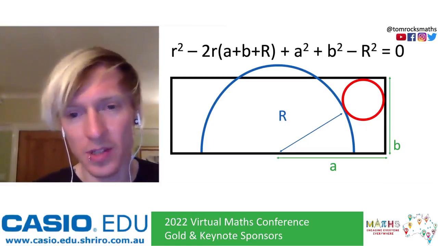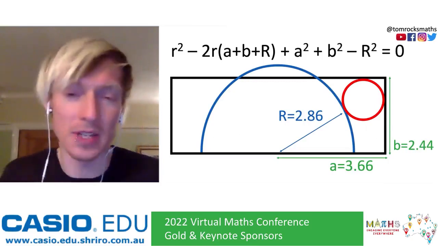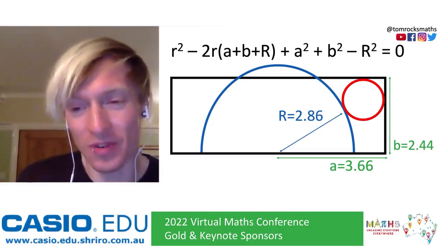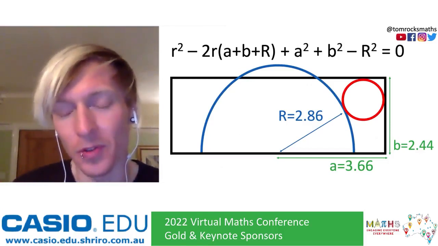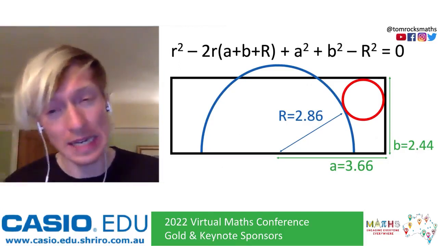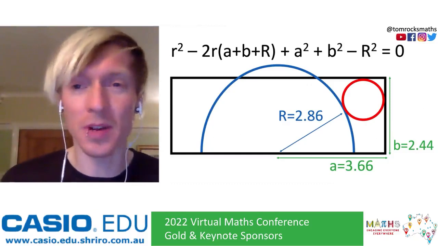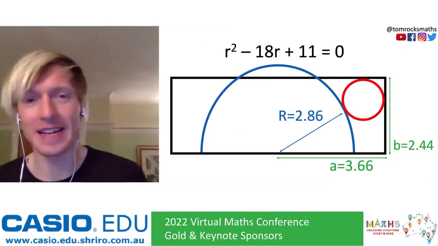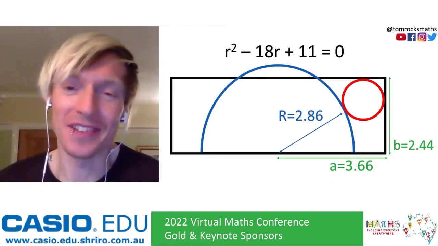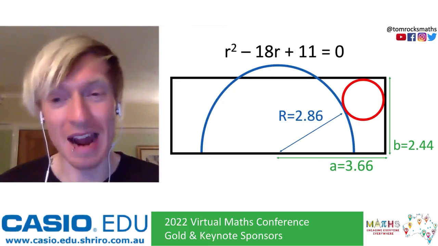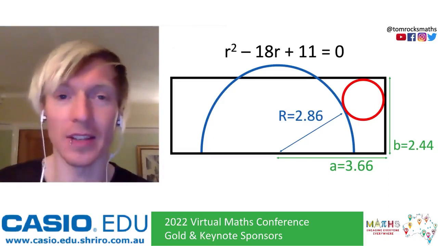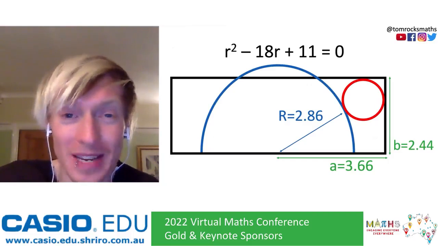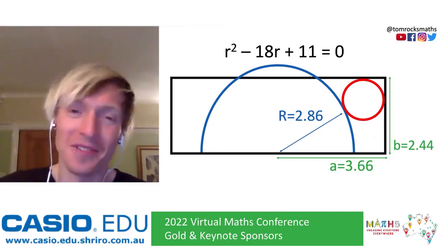So if I now give you the values for these various things, the numbers are horrible, which is why I use symbols to start with. Half of the width is 3.66 meters, the height is 2.44 meters, and the diving range is 2.86 meters. So when we substitute those in, the equation is very, very close to this: r squared minus 18r plus 11 is equal to 0. So now we are trying to find this unknown value, the radius of this circle where we want to aim our shot. And now all we have to do is solve a quadratic equation in order to get that solution.